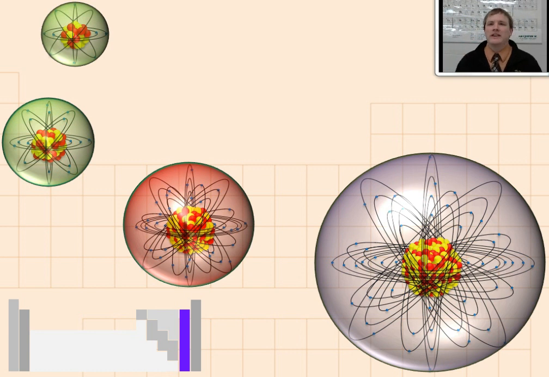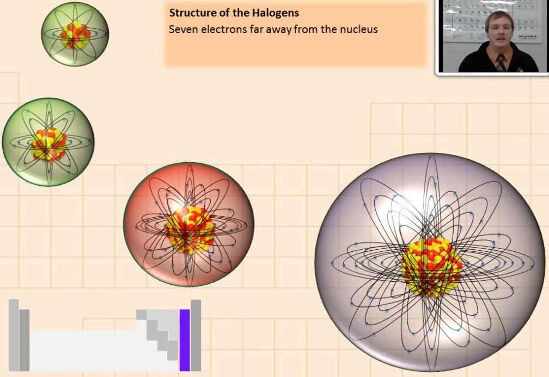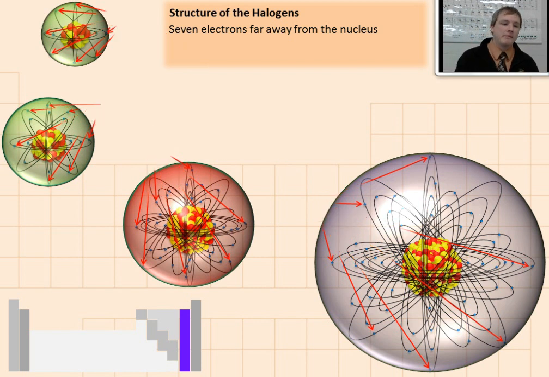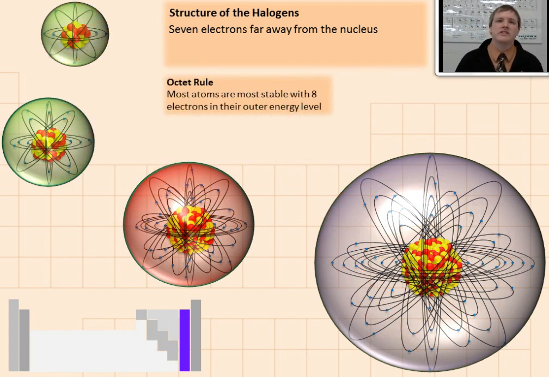Let's take a look at what makes these substances unique among atoms on the periodic table. First of all, it's important to note that the halogens all have 7 electrons that are far away from the nucleus, able to participate in bonding with other atoms. But the electrons of the halogens don't participate in the same way that the electrons of metals do. You see, there's this rule in chemistry that's pretty important for understanding why electrons and atoms behave the way that they do. We call it the Octet Rule.